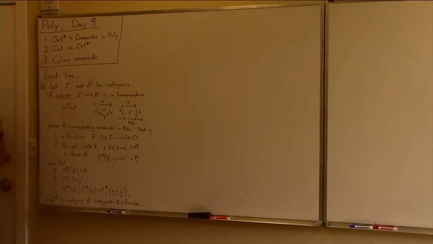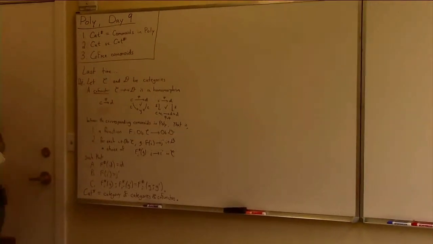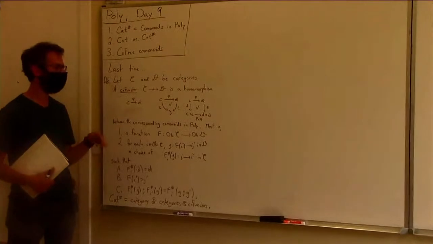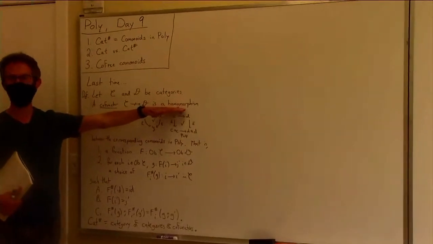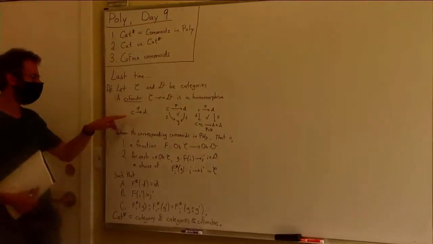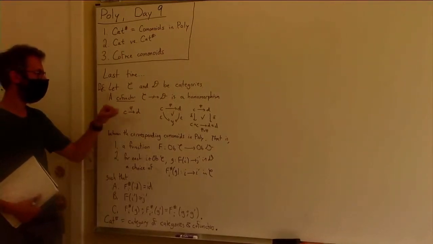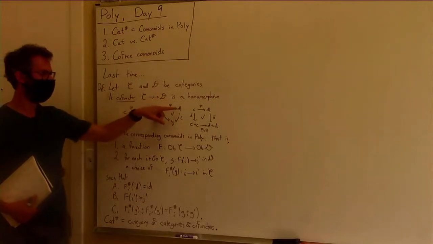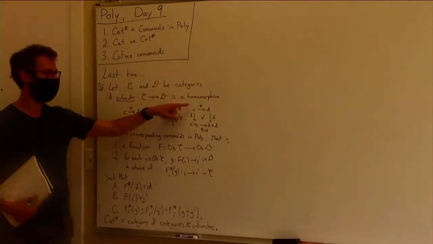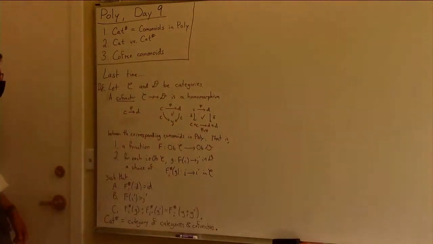If you have two categories, C and D, then a cofunctor between them is some kind of mapping, and all it is is a homomorphism of comonoids. That says you have a map of polynomials from C to D, and when you apply the epsilons, it commutes, and when you apply the deltas, it commutes.